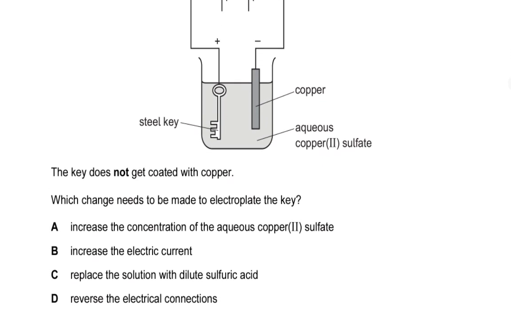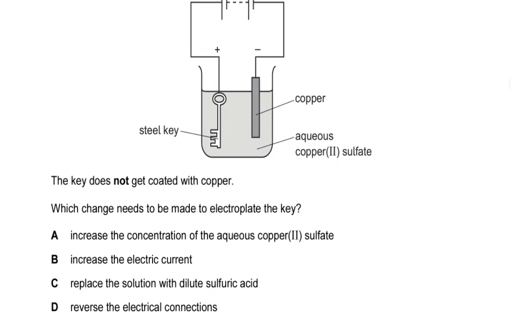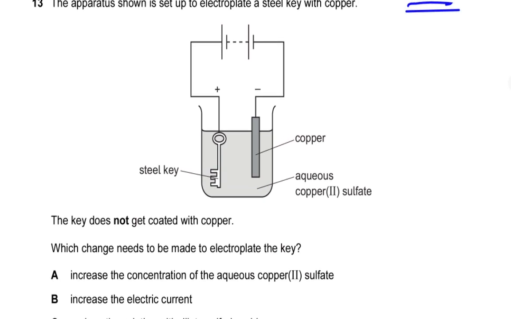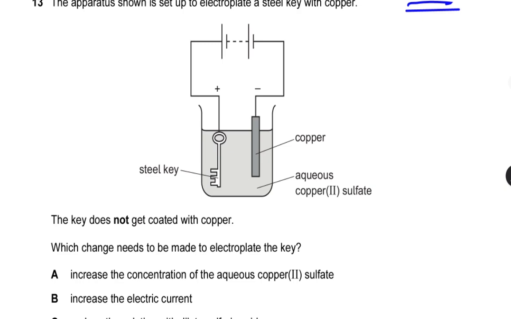The apparatus shown is set up to electroplate a steel key with copper. The key does not get coated with copper. Which change needs to be made to electroplate the key? If we have to plate the substance, that object should be the cathode, but they have made it anode. That is wrong.